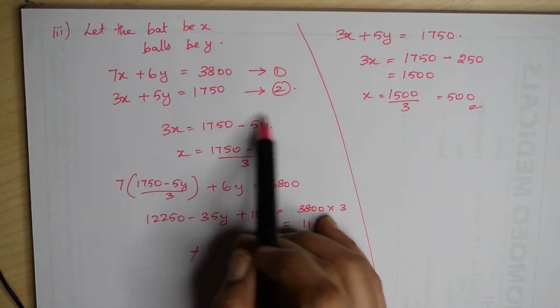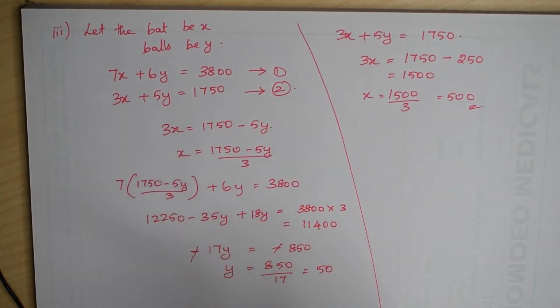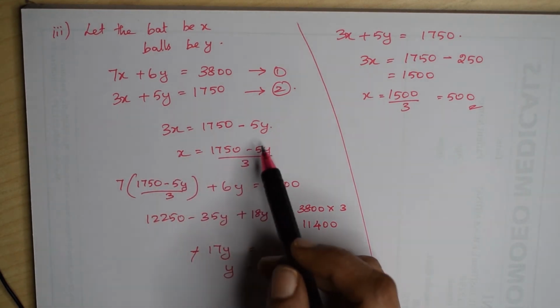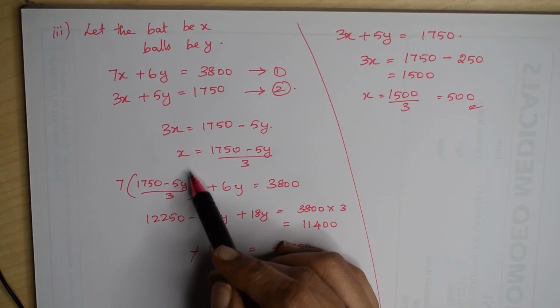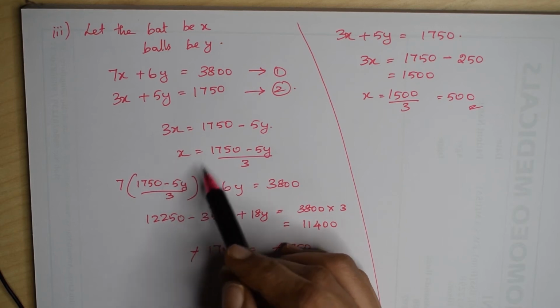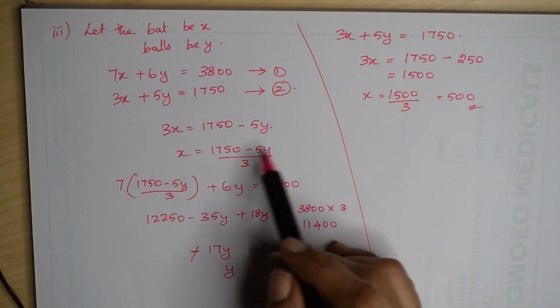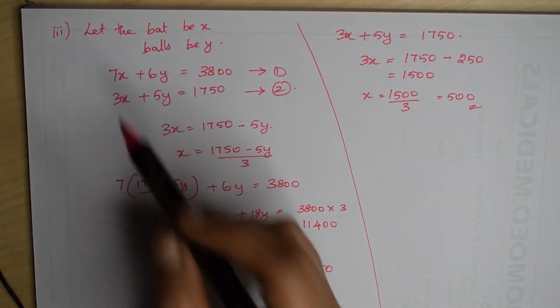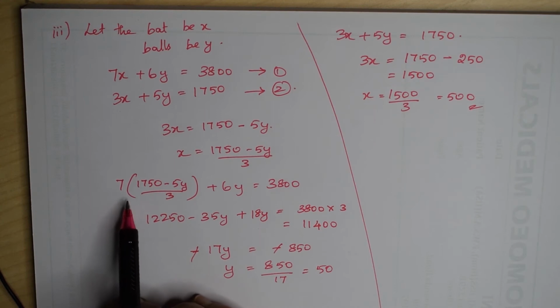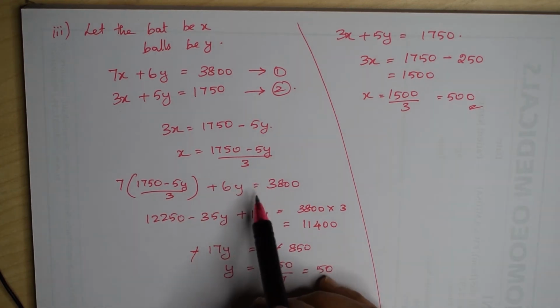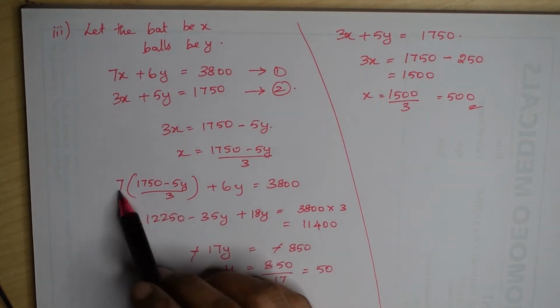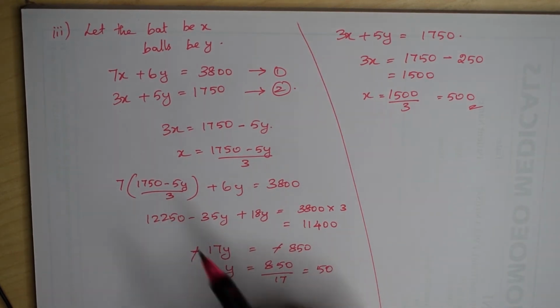And now I have got two equations. When I solve it, again we have to use only the substitution method. So 3x is equal to 1750 minus 5y. And since I want only the x value, x is equal to (1750 minus 5y) by 3. I am going to substitute this value in the first equation. When I substitute it, I get 7 into this whole value plus 6y is equal to 3800. Again, we can't simplify 7 and 3. Both are prime numbers. So I have to multiply it.